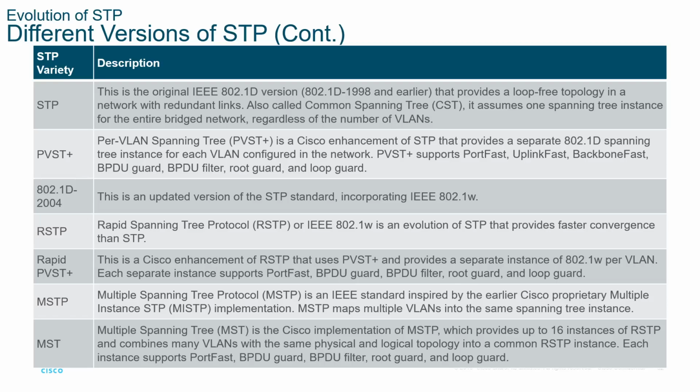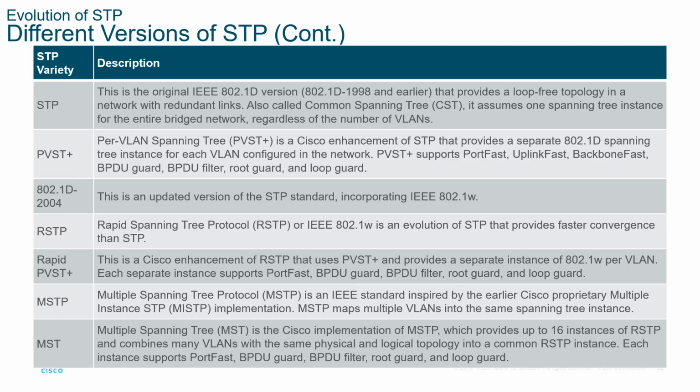Whenever we talk about the original STP, the original standard, we are basically talking about a protocol that provides a loop-free topology in a network with redundant links. This is also called the Common Spanning Tree, CST, and it assumes one spanning tree instance for the entire bridged network, regardless of the number of VLANs. So it doesn't matter, the original STP doesn't even care about the VLANs. It just has a single topology for all the VLANs.